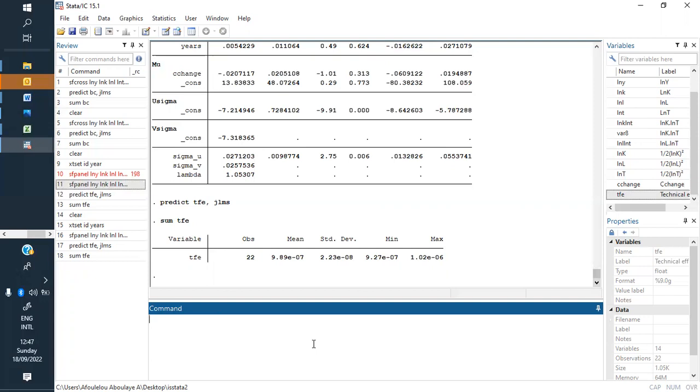But as you can see, all values around here, those scores generated are very, very, very small. The scores are small, closer to 0. This farm is technically inefficient along the time.